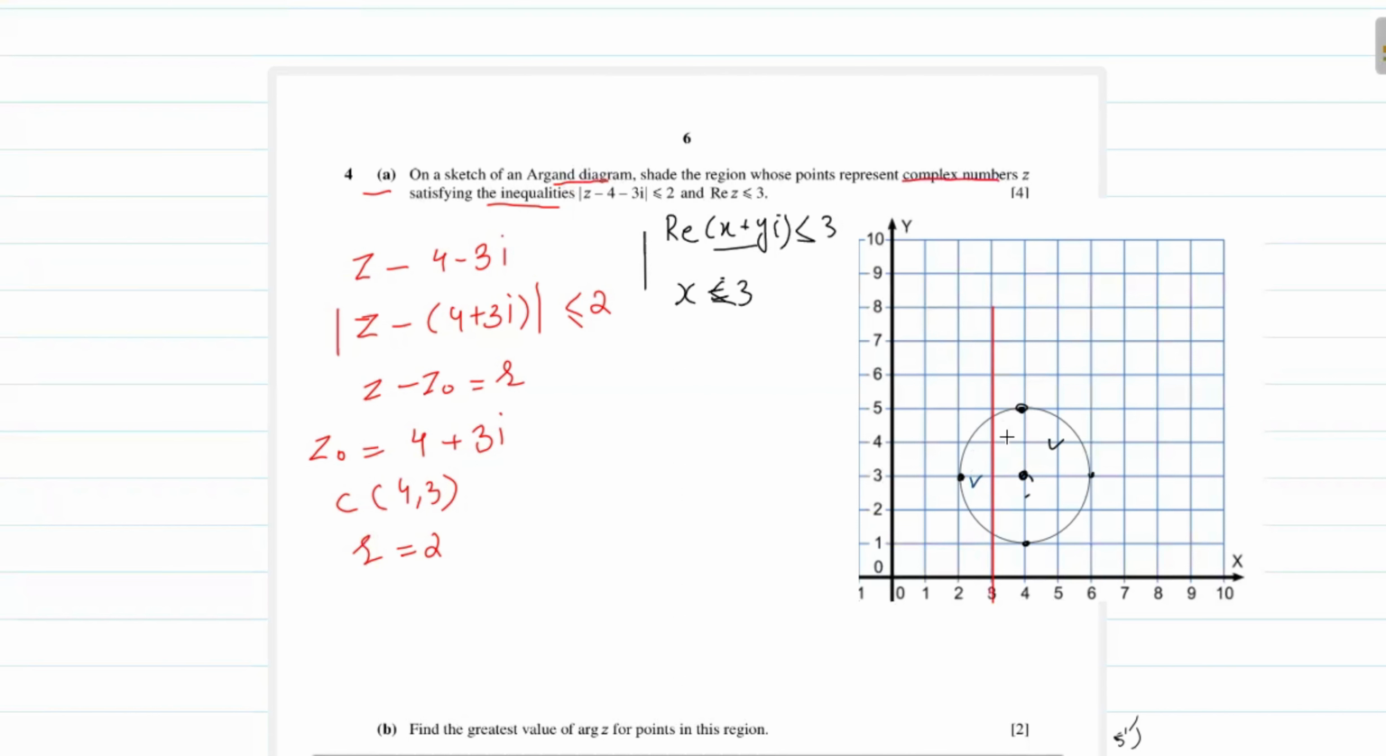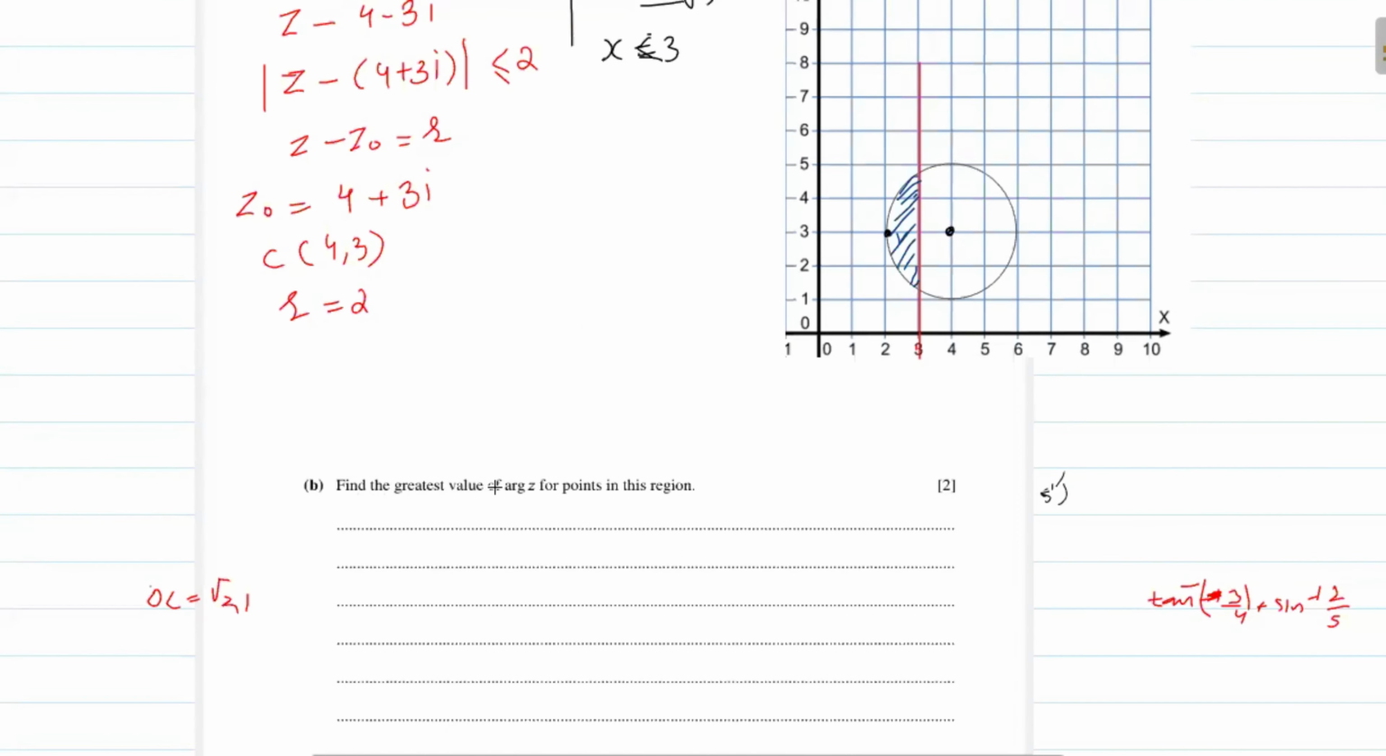Therefore, the common region of this line and circle we shade. This is the shaded region of this inequality, and the points within this region satisfy the inequality |z minus 4 minus 3i| less than or equal to 2 and real z less than or equal to 3. Part B, find the greatest value of argument z for the point in this region.